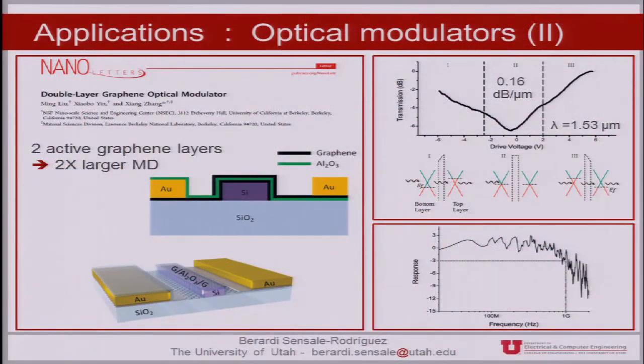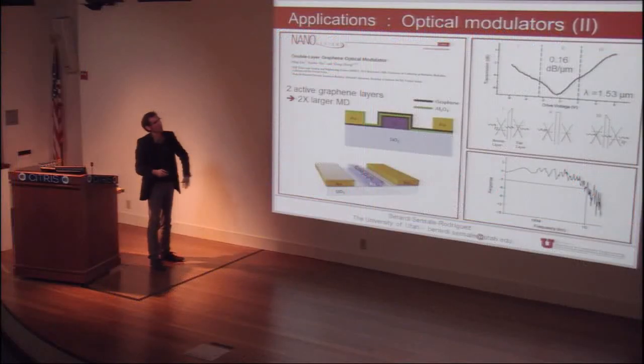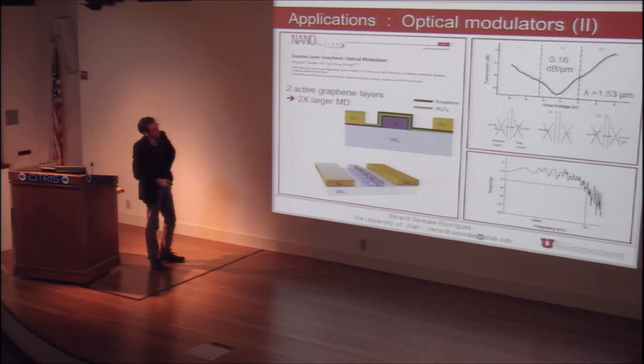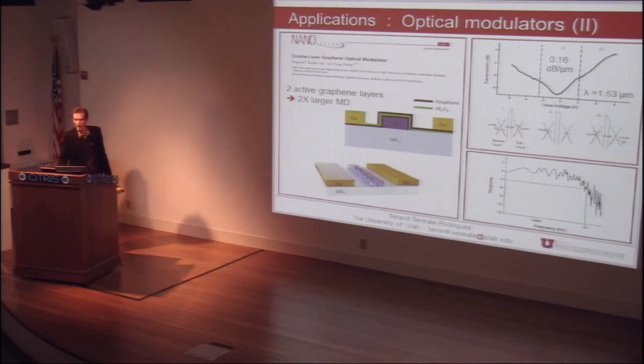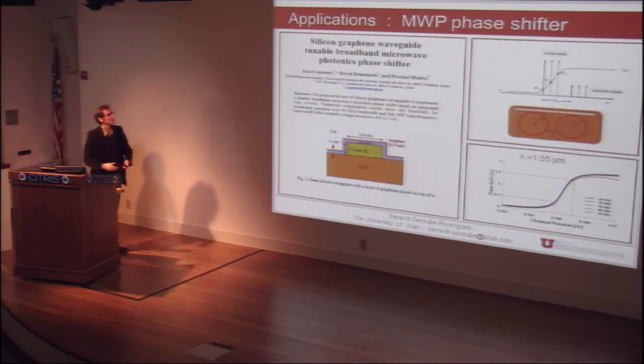The same group demonstrated a modulator where now there are two layers of graphene, one gating each other, and here what happens is that you can get twice the absorption per unit length. So this is a way in which to improve the performance.